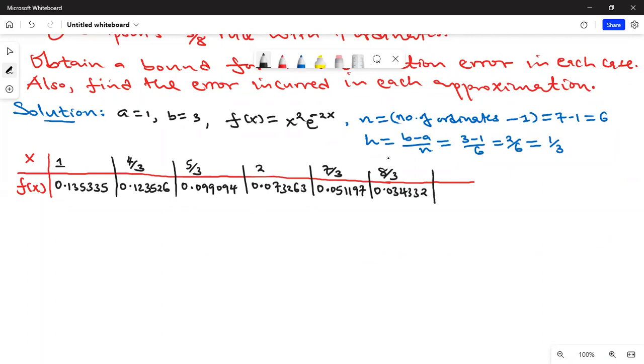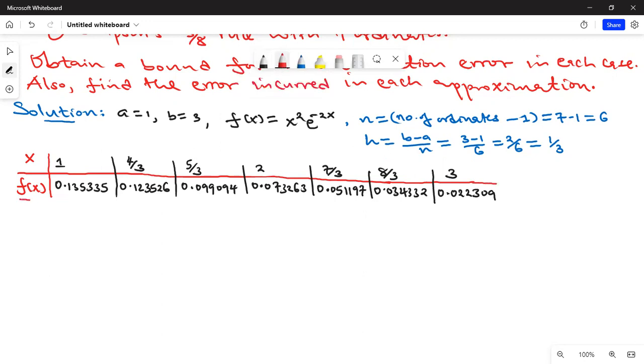And finally, we go to 9 over 3, which is... of course, 9 over 3 is 3, not 4. So we go to 9 over 3, which is 3. And so that is 0.022309. So that's the table of x versus f of x.